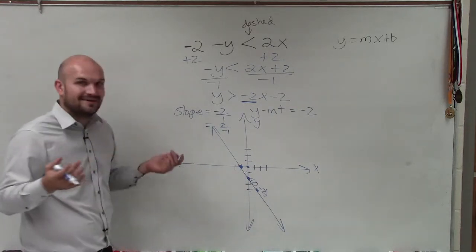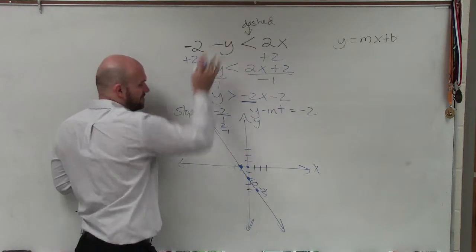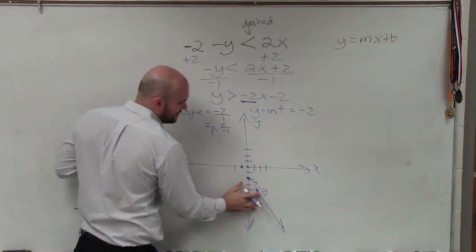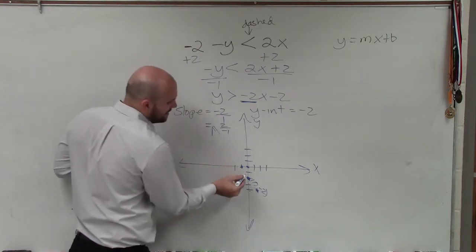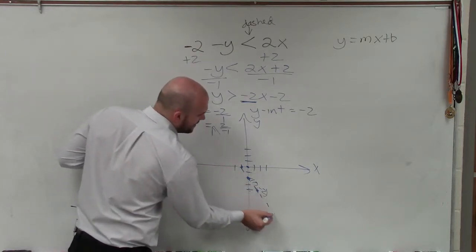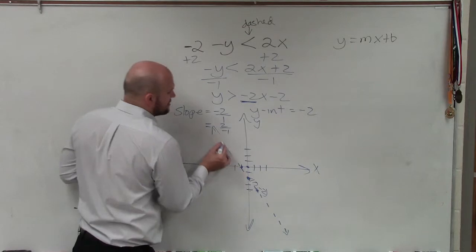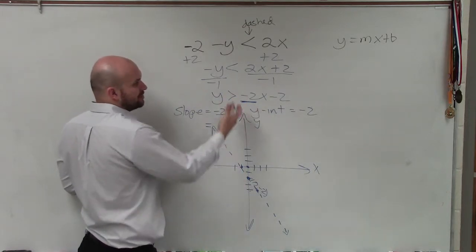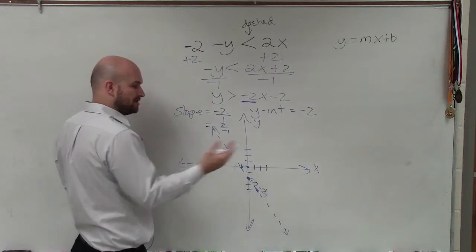I forgot. Remember I said from the beginning this is dashed? The reason why, and I think I got carried away talking, is when we're drawing our line between our values, we got to make sure it's dashed because any point that's on the line is not going to make your inequality true. It's not a part of the solution.